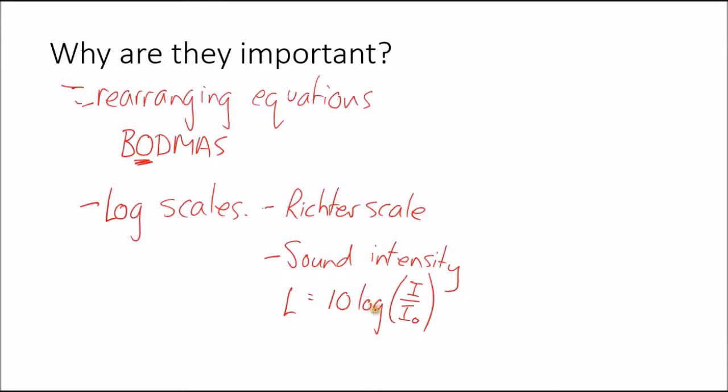Now the reason logs are important here is sound intensities change by a huge amount. So the quietest sound that you hear is about a million times lower than a really loud sound like a jet engine or something like that. So the scale is a logarithmic one. So rather than having sounds that we say are like a billion times louder, they have just a smaller number to describe them. So that's a couple of things about why logs are useful, and now I want to show you a couple of things about what they are.